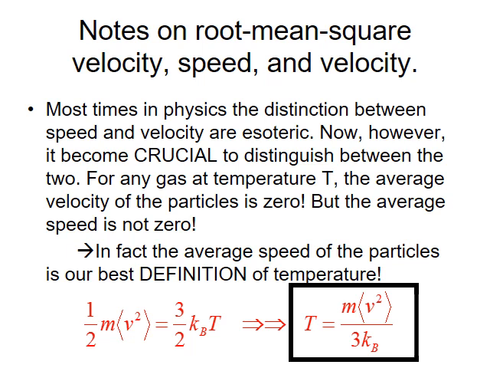However, since speed is a scalar quantity, it does not cancel out. And so from this, we recognize that the average speed of the particles actually ends up being an excellent definition of temperature for a gas. And so there's the equation for you right there. The temperature of a gas is equal to the mass of the particles times the average speed squared divided by 3 times Boltzmann's constant.